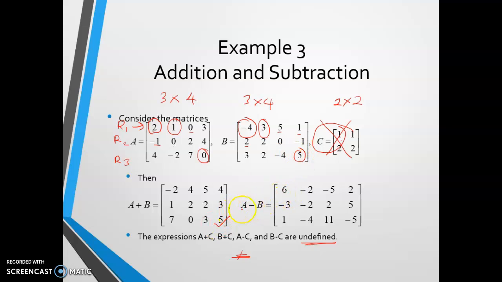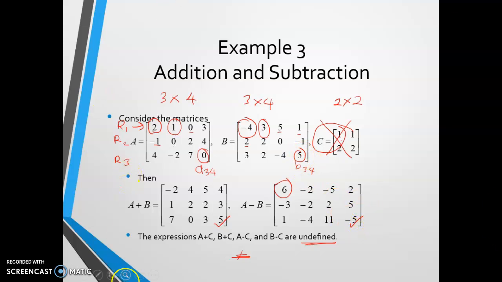Betul eh? So, how about A minus B? Okay, so for A minus B, you just do 2 minus negative 4, you get 6. Betul. 1 minus 3, negative 2. So, you do A11 until the end. This is A3,4, and this is B3,4. Faham? So, A34 plus B34 equals 0. So, 0 minus 5, negative 5.